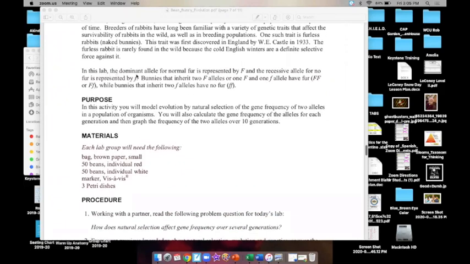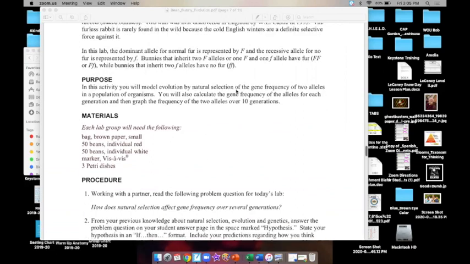In this lab, the dominant allele for normal fur is going to be represented by a capital F, right? That's your dominant allele. And the recessive allele for no fur is a lowercase f. Bunnies that inherited two big F alleles, or one big F and one little f, have fur. So big F or big F little f do have fur, they get to survive. While bunnies that inherit two little f alleles have no fur. So little f, furless bunny, they die. Sad.